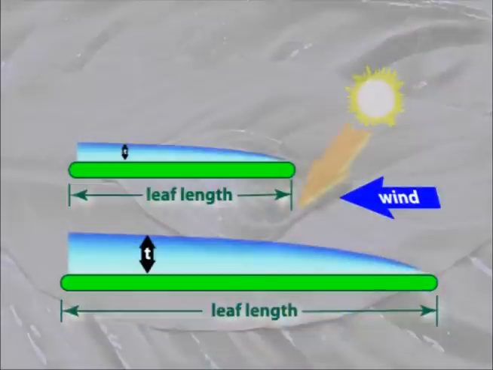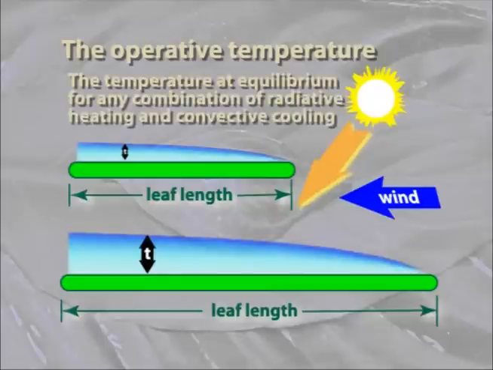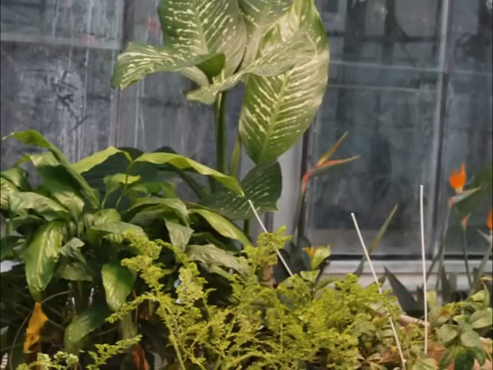This equilibrium temperature has a specific name. It is called the operative temperature, so called because it's the effective environmental temperature at which the leaf must operate. In any situation of radiation and convection, larger leaves will have higher operative temperatures than smaller leaves will. So far, we've only worked with model leaves. How about real leaves? Will they bear out this prediction?